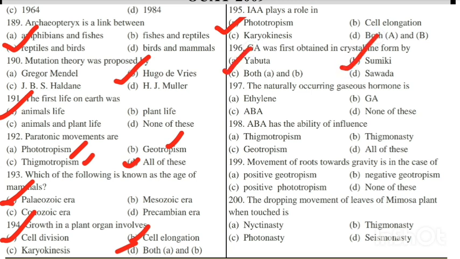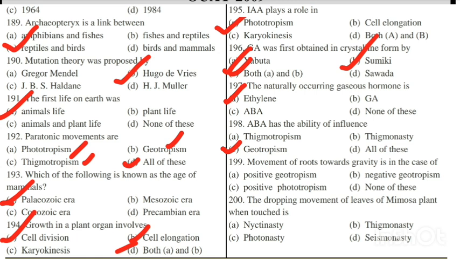Yabuta as well as Sumiki. They both extracted gibberellic acid in crystalline form. Next question, the naturally occurring gaseous hormone is ethylene, which is generally produced by fruits. Next question, ABA or abscisic acid has the ability to influence geotropism.